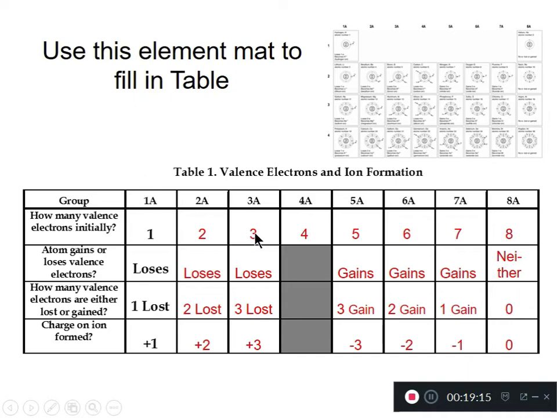Again, what about this? When I lose 3, I now have 0, right? And I lose 2, I now have 0. So since these were gaining, I would add them. Since these are losing, I would add them. But remember, once I have 0, that level is no longer occupied, and so technically the lower level below it, which is full, is now considered to have a full outermost energy level.